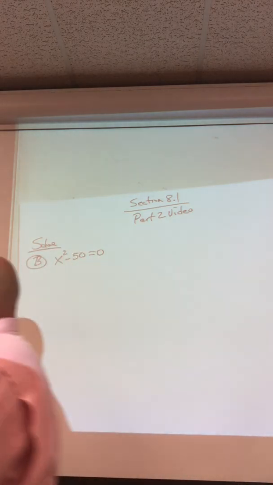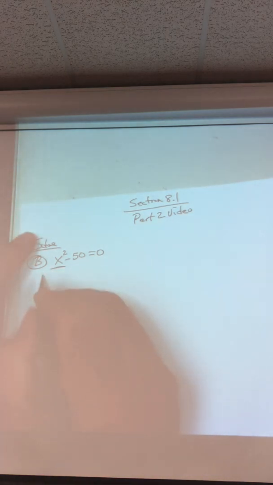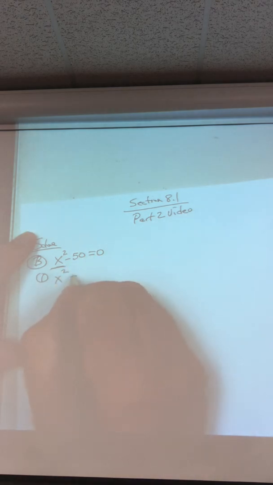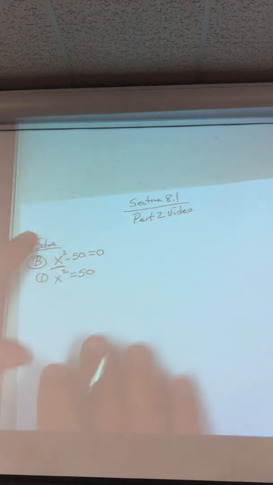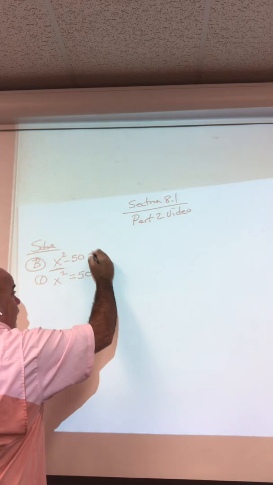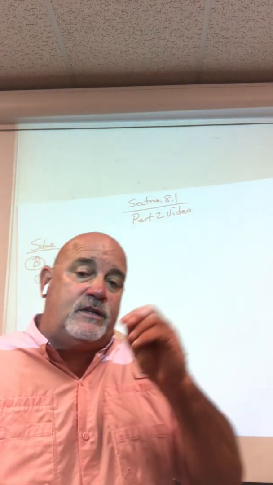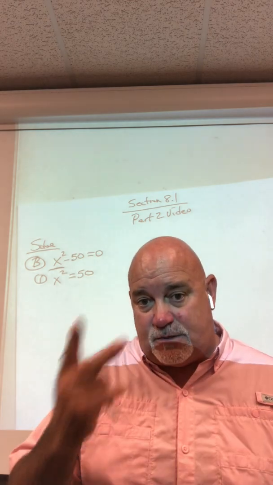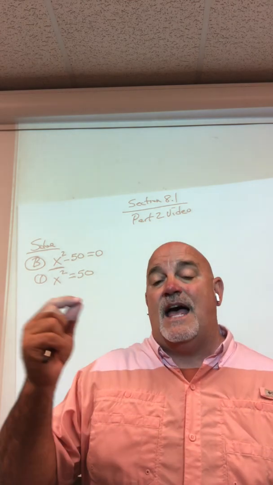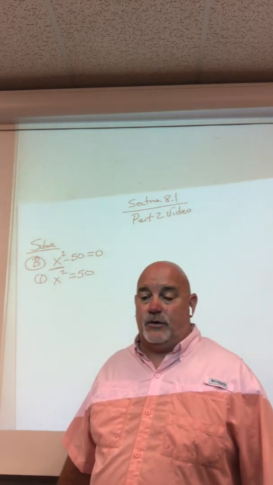Step 1, isolate the squared term. That means get this by itself. It is not. So what I want to do is add 50 to both sides. And when I do, I get x squared equal 50. Now, if you come into this problem and you just pop a square root over all three of those, that whole problem is wrong. Because you don't take square roots first. That's step 2. Step 1 says isolate the squared term. So order in mathematics matters.